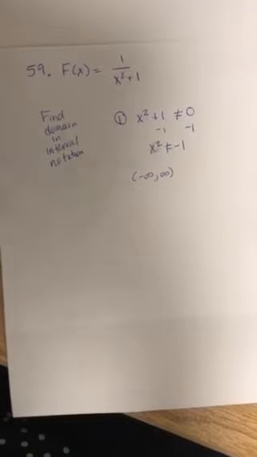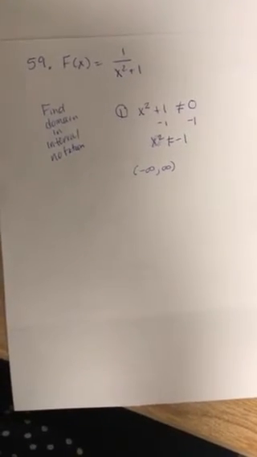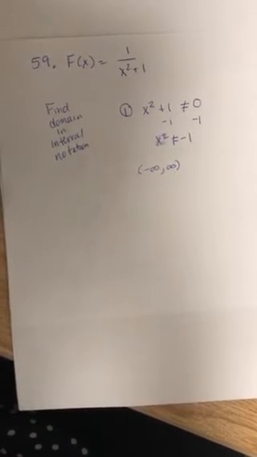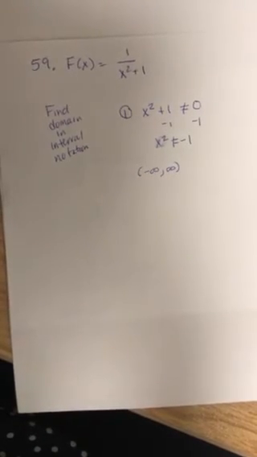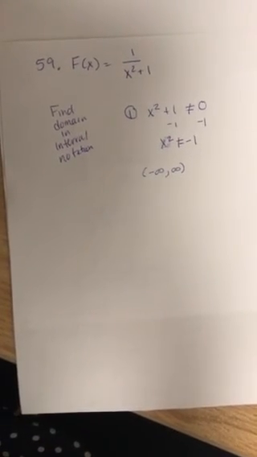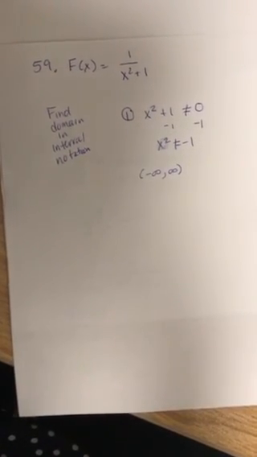So you just have to be careful when you're looking at the denominator to not only try to solve it algebraically, but also think of it conceptually, because x squared is never going to create a negative number. So if we add it to 1, not going to be a problem.